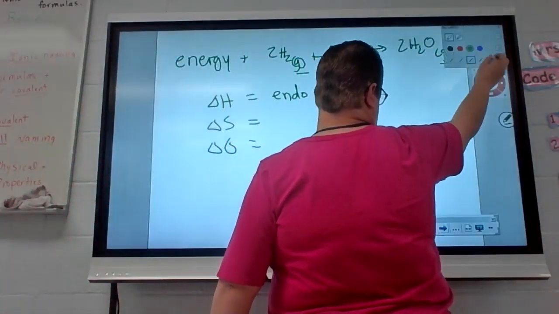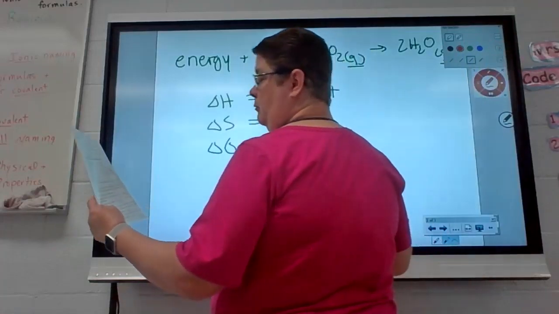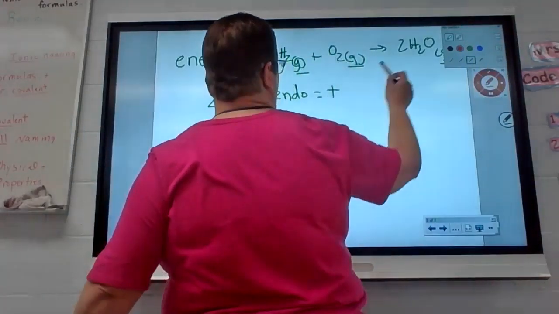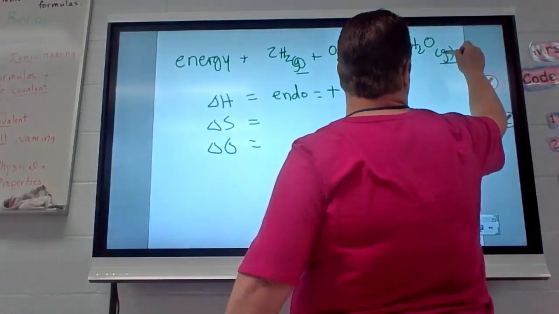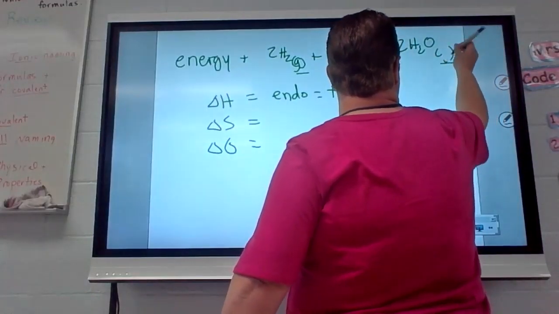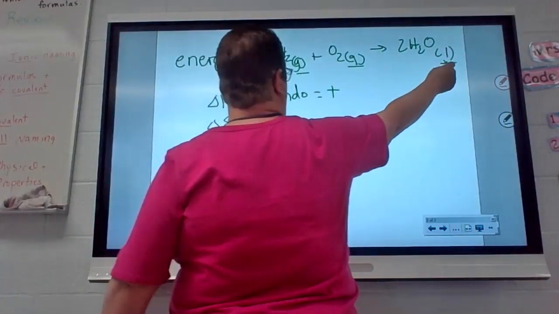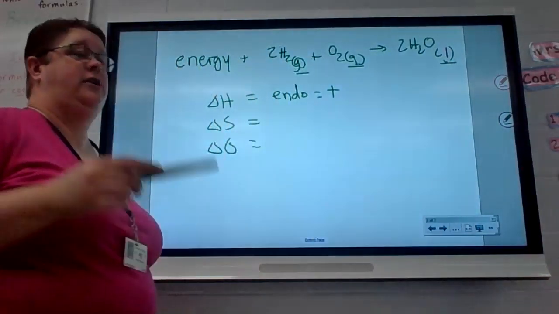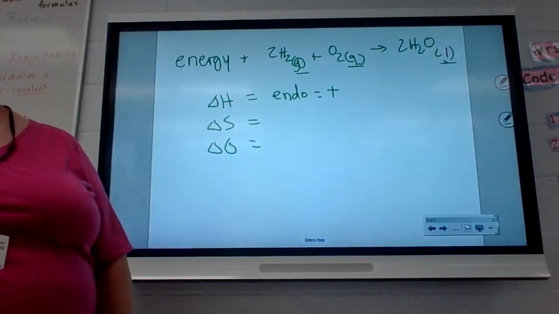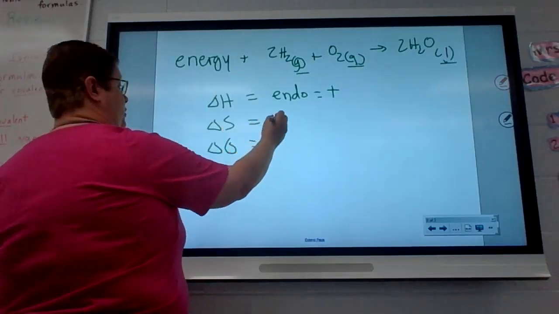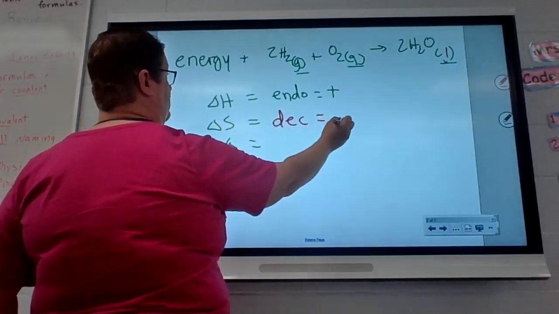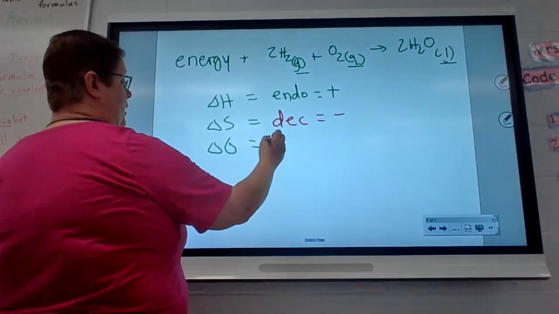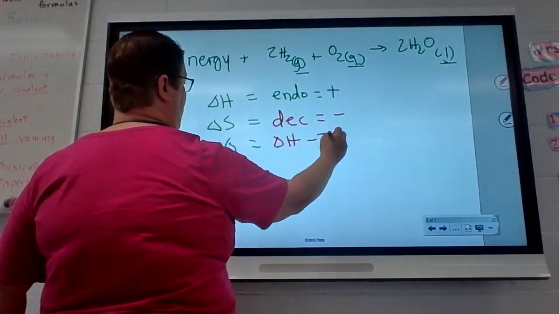Oh, well, I thought it says liquid. Does it? Yeah, it says liquid. Oh, you're right. I wrote it down wrong. You're right, Linda. All right, so it's a liquid. So we go from gas to liquid. So the state does what? It changes to liquid. So is it increasing or decreasing? It's decreasing. So if it's decreasing, is it positive or negative? Negative. All right, so plug it into delta H minus T delta S.